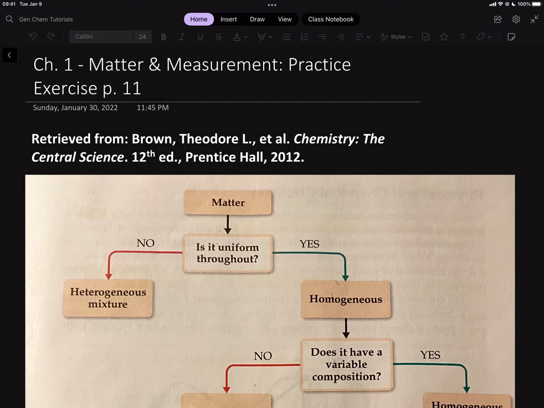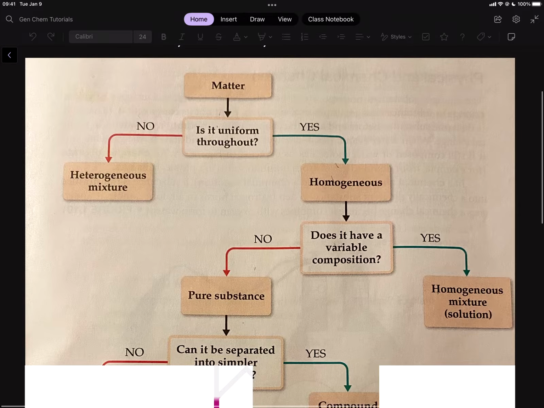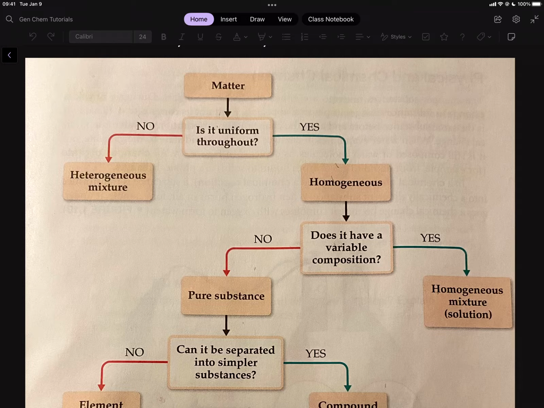Alright, well, welcome back. Another practice problem, this time making use of a nice flow chart. Again, coming from Brown's Chemistry, the Central Science. So we're walking through how do we classify different types of matter. There's this nice flow chart in the textbook that you can sort of follow along with to get to an answer if you're given a particular example of matter.